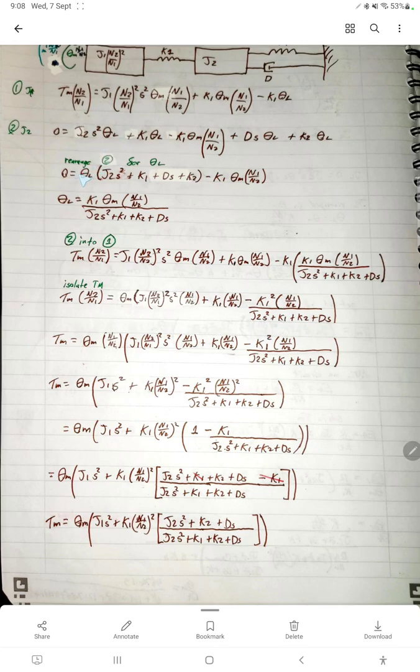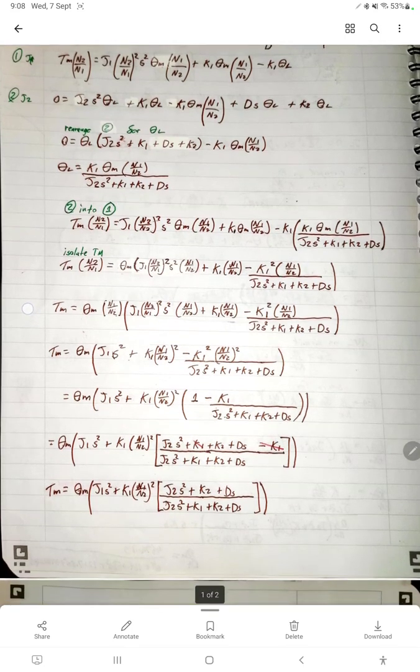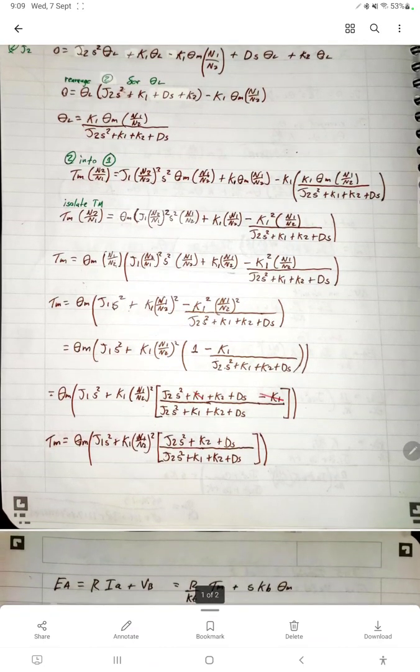I've rearranged equation 2 here to make theta L the subject, and I'm substituting it into equation 1. We've lost theta L out of the equation, but we will resubstitute it later on. I've simplified it to make Tm the subject.